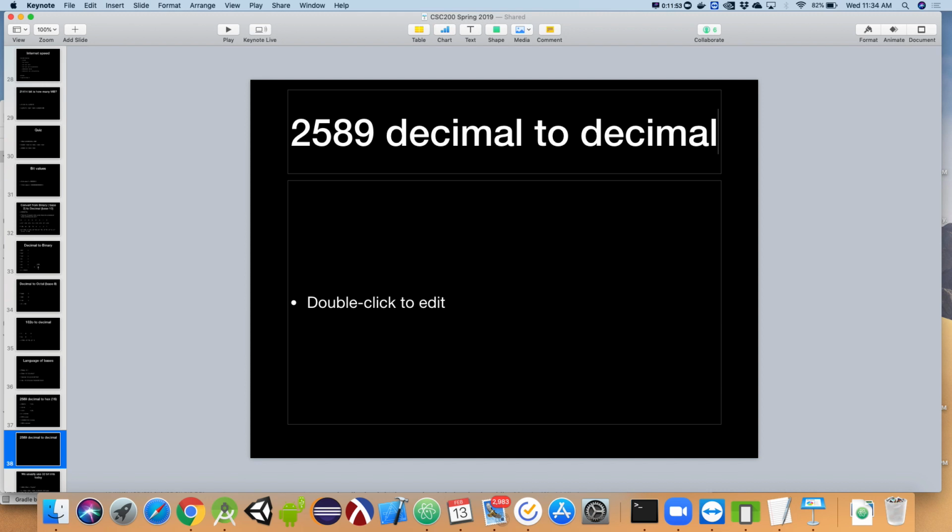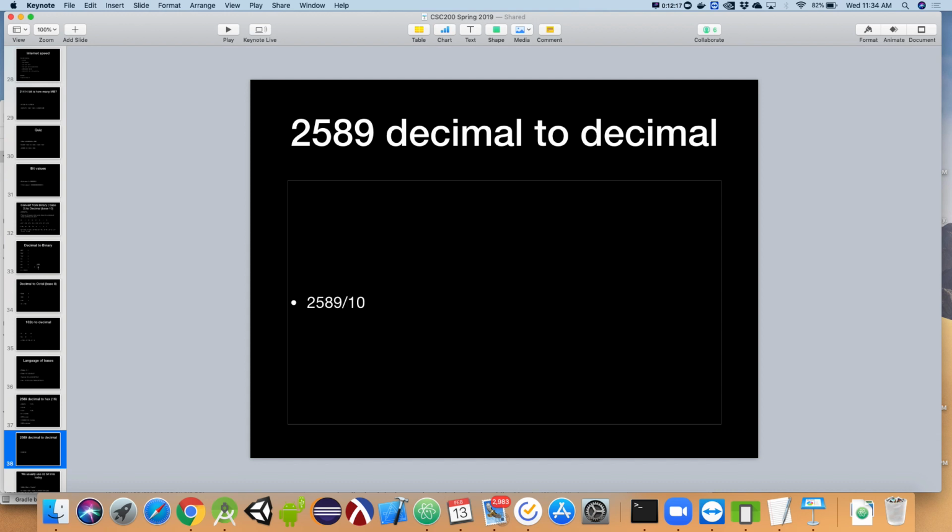2589 from decimal to decimal. Okay, now, right off the bat, you might say, well, why would I ever do that? Right? The answer is 2589. Right? I'm converting it from itself to itself. But just to prove that the pattern is identical, we're going to go through the motions.